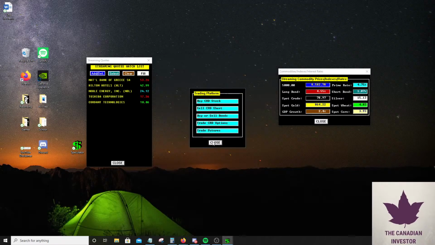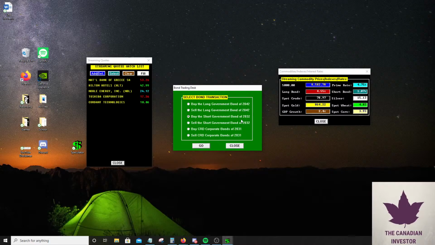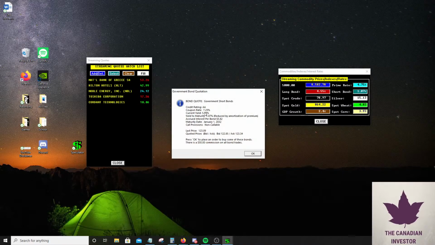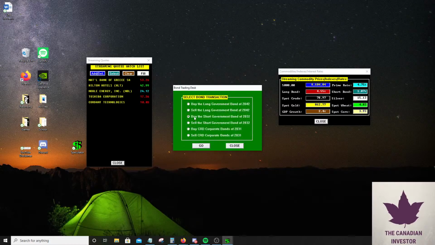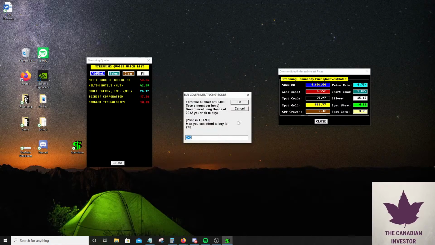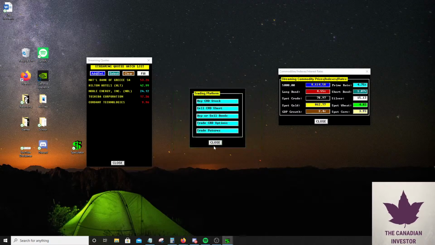When do the government short bonds mature? I would be curious to see that. So we see the short bond matures in 2032, so that matures in about 5 years. How much is it trading for? How much are we buying it for? 123. Current yield's 5% on the short bond. It's not all that great. It's technically risk-free in this case, but if we buy the long, it pays about 5.8. So the short bond is paying almost the exact same. This one matures in when? It matures in 2042, so an extra 10 years.